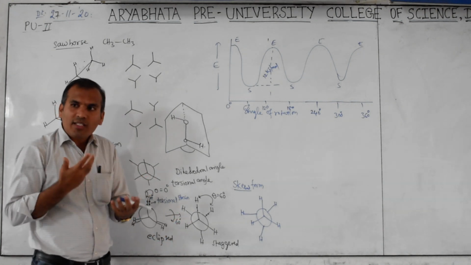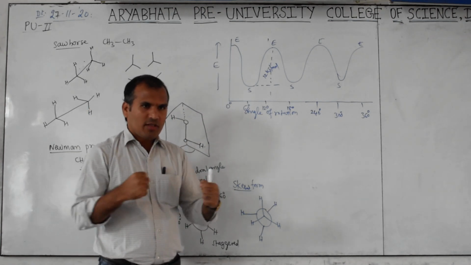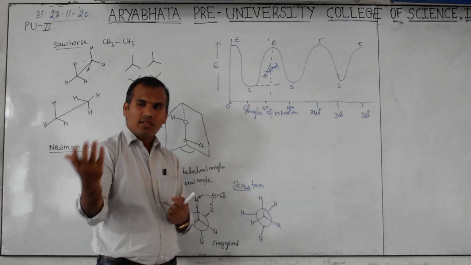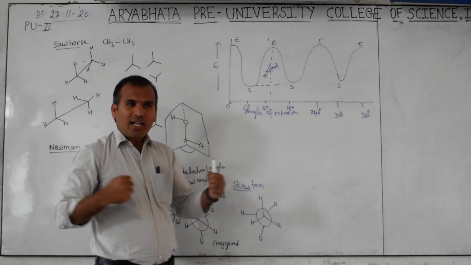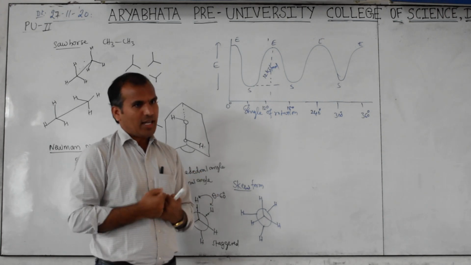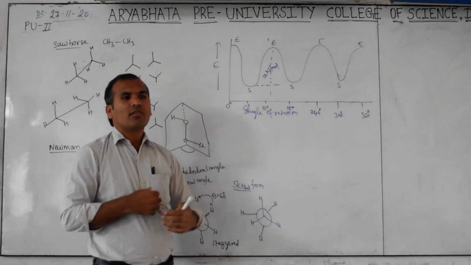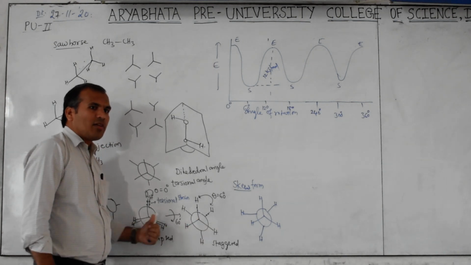That energy, how is it available? Whatever is there in the collision, molecules are randomly moved. We study this in the kinetic theory of gaseous molecules, in physics also, in chemistry also. When randomly moved, some collision takes place. Due to collision, some thermal energy they will get. Yes or no? That thermal energy is sufficient to convert eclipse into staggered and back to eclipse.